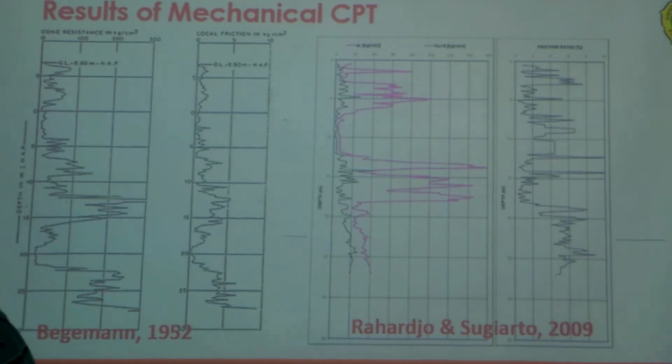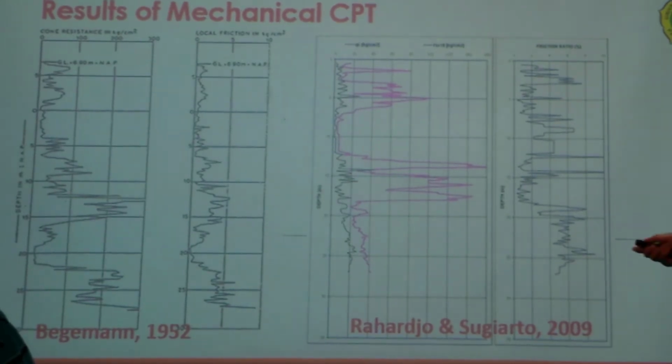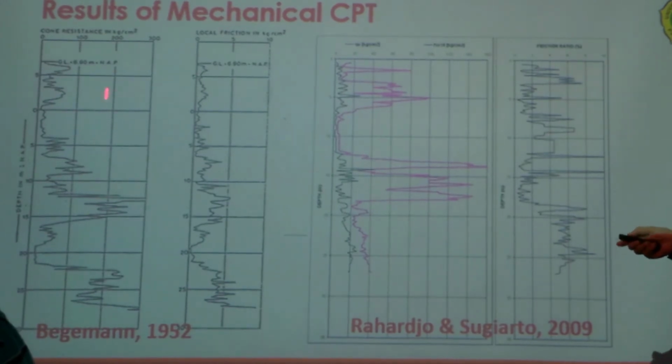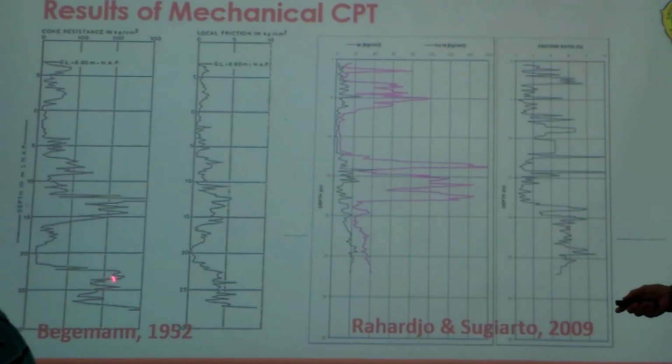If the resistance is high, it is sand. If the resistance is low, it is clay. So this is loose sand. This is clay. That is also medium sand. This is dense sand. How do you know dense sand? It is 100. See, this is dense sand. This is very dense sand. And that is also another clay. This is sand. So we know directly.